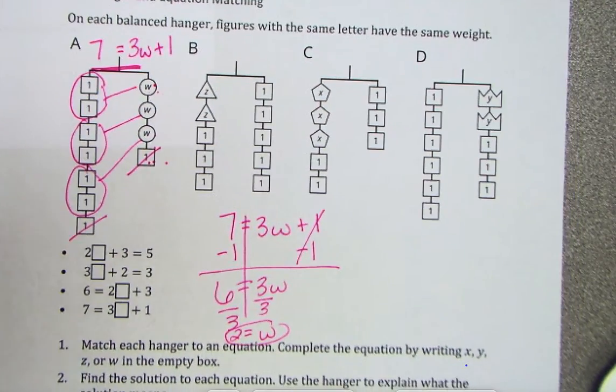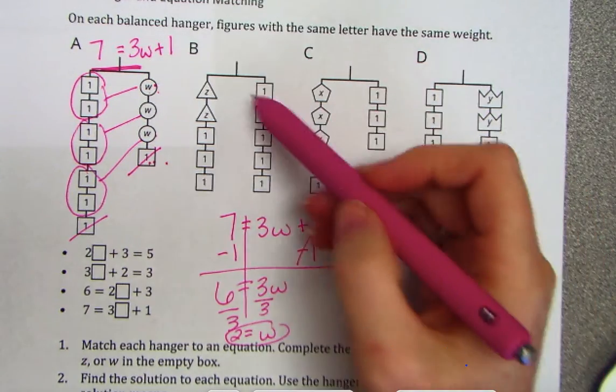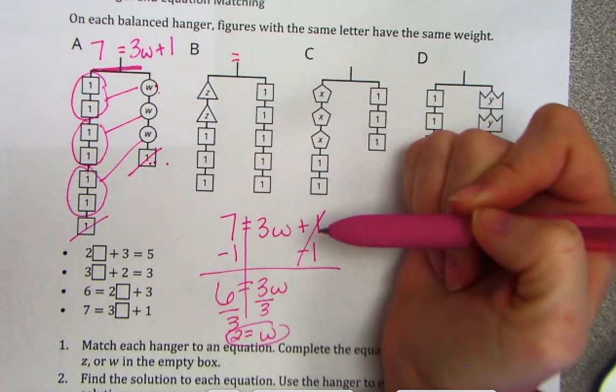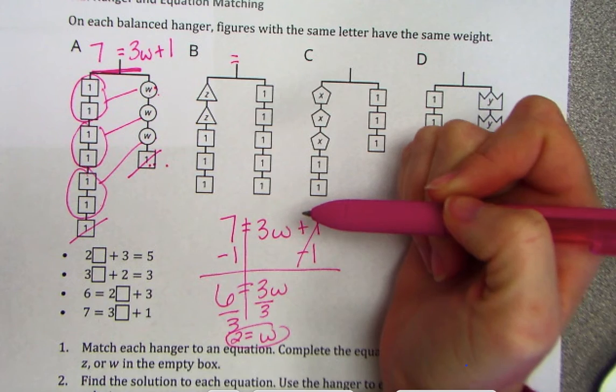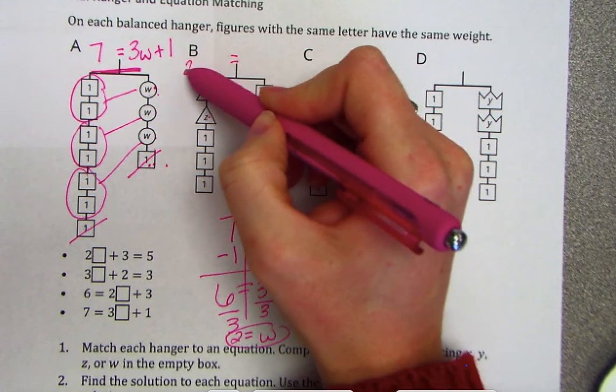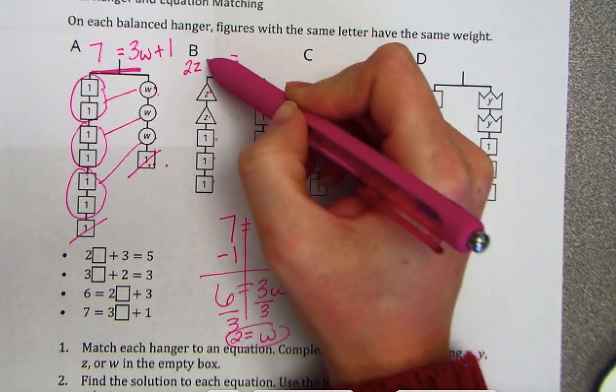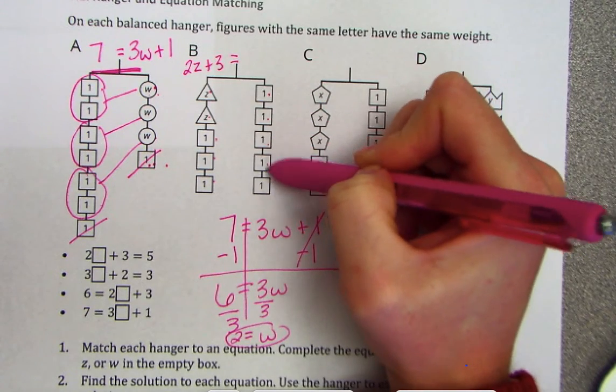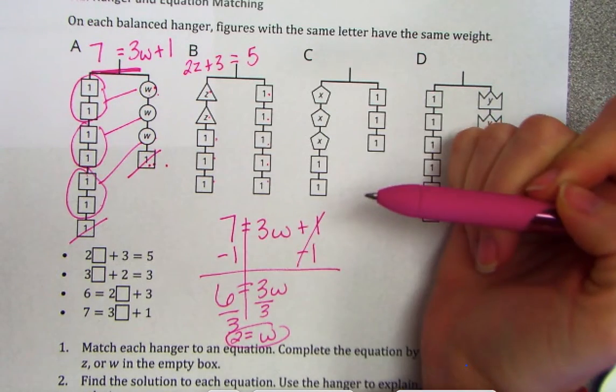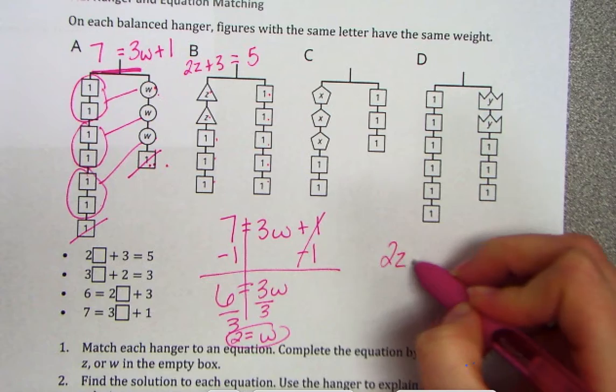All right, let's look at B. What do you see here? We know that there's an equal sign right here in the middle where our hanger is. I see 2 Z's, 3 ones, and I see 5 ones on the other side. Okay?